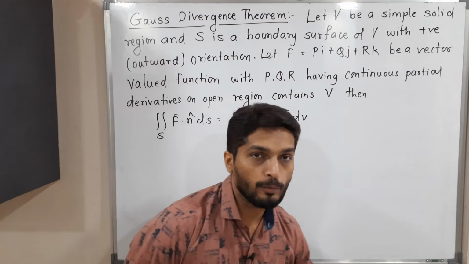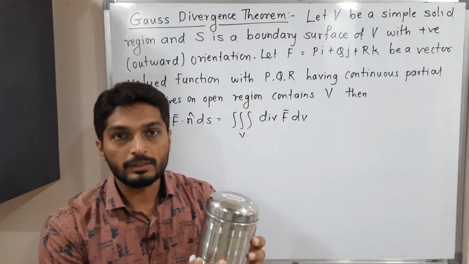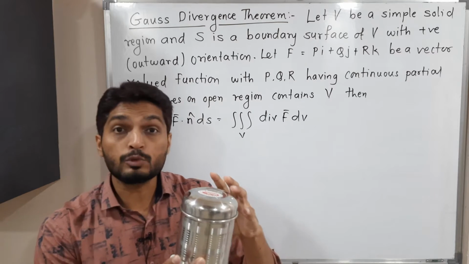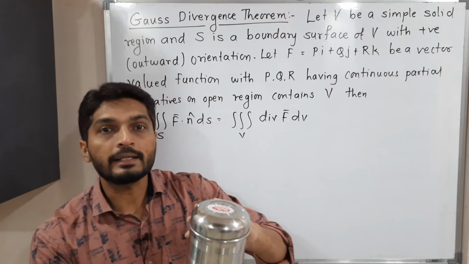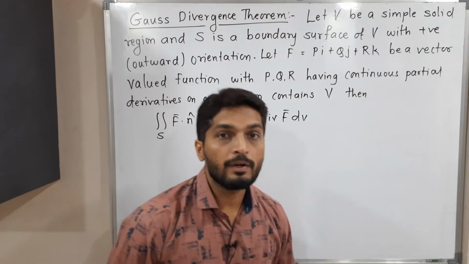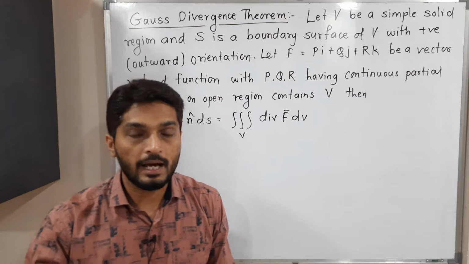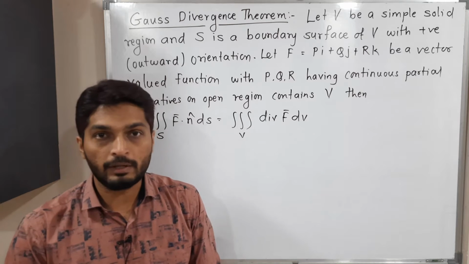So let us consider this object in R3. The complete volume, or the complete solid region, is denoted by V, and it has some surface, so we denote it by S. So we have a vector field F. So they are given F is equal to Pi plus Qj plus Rk. So these are the component functions of capital F.